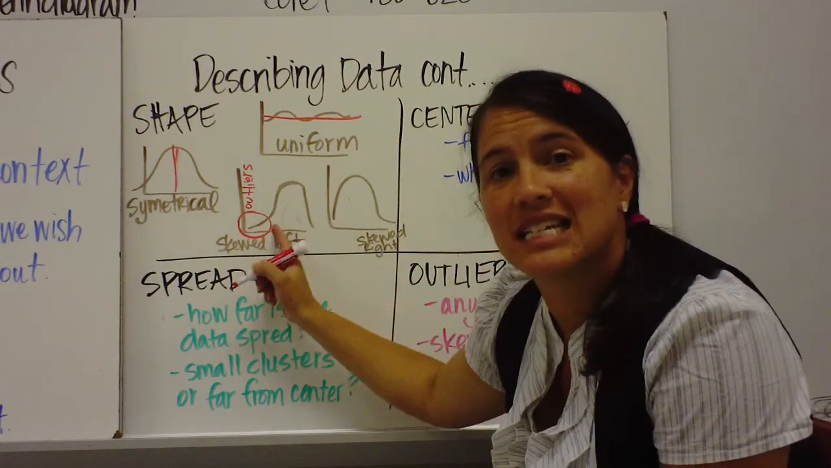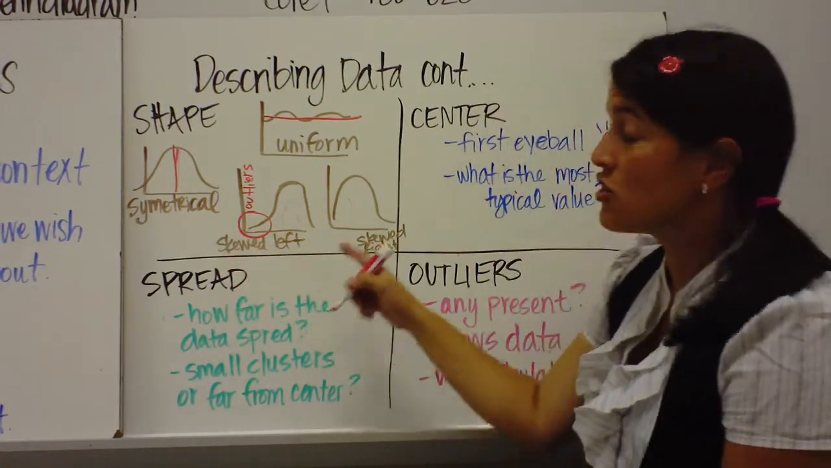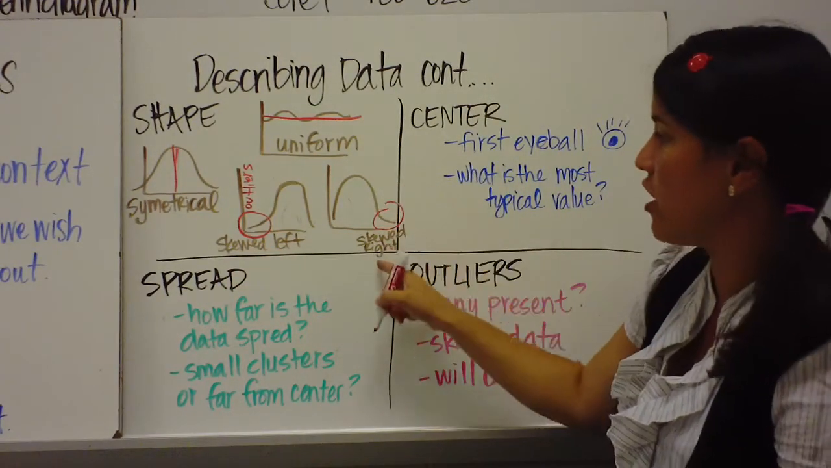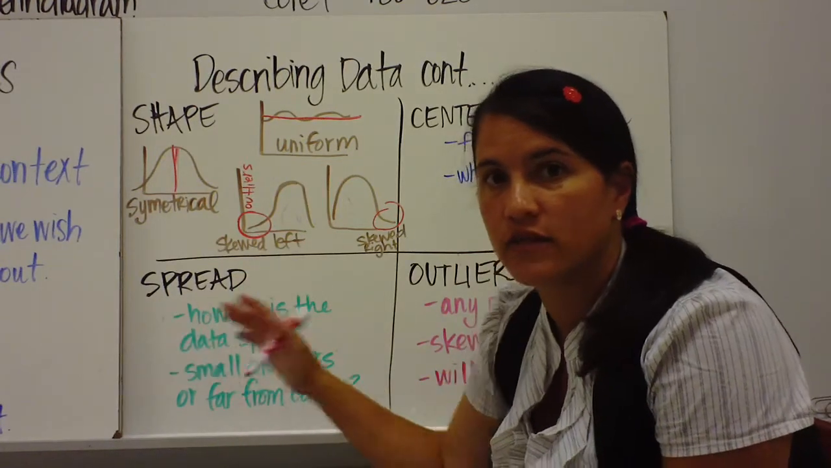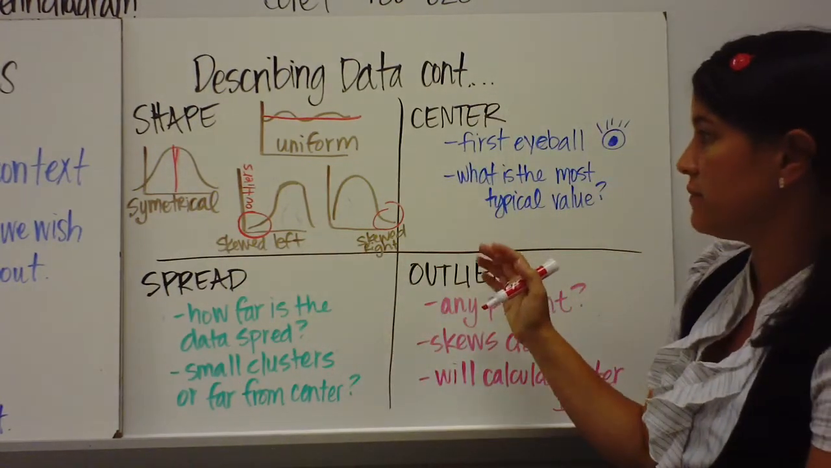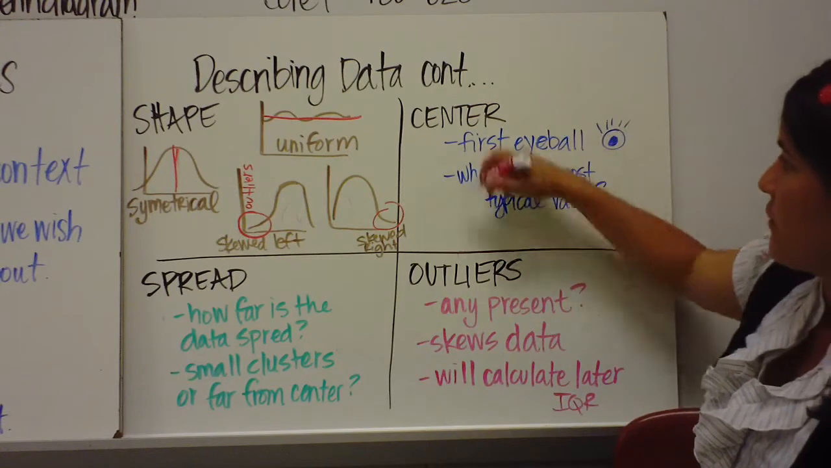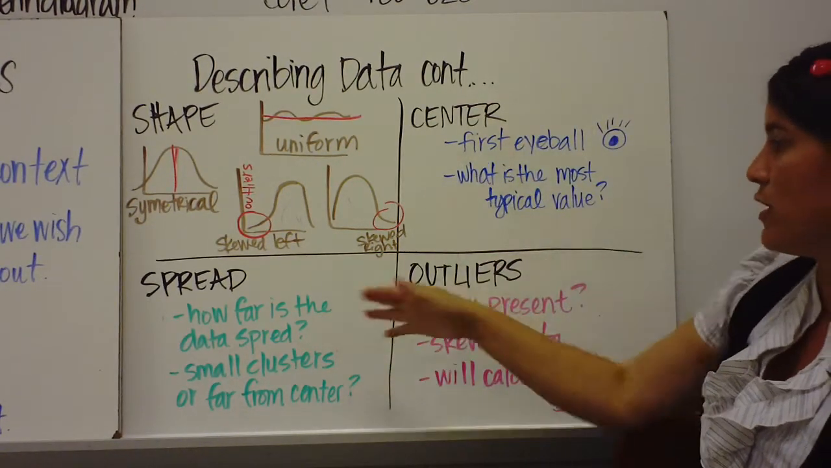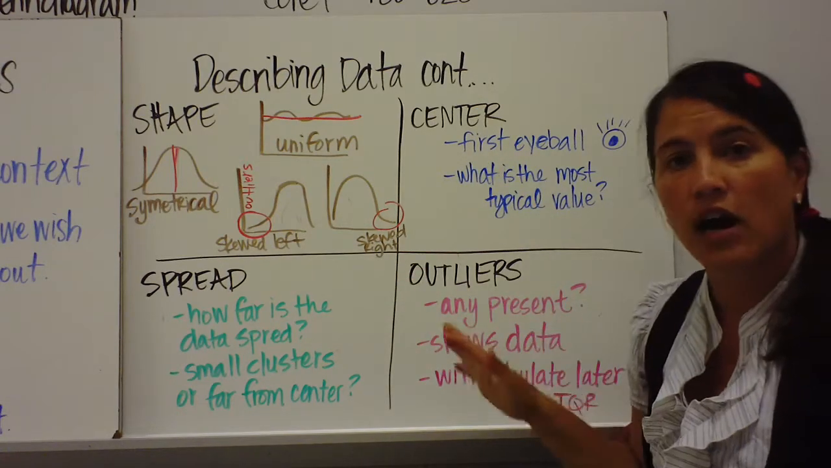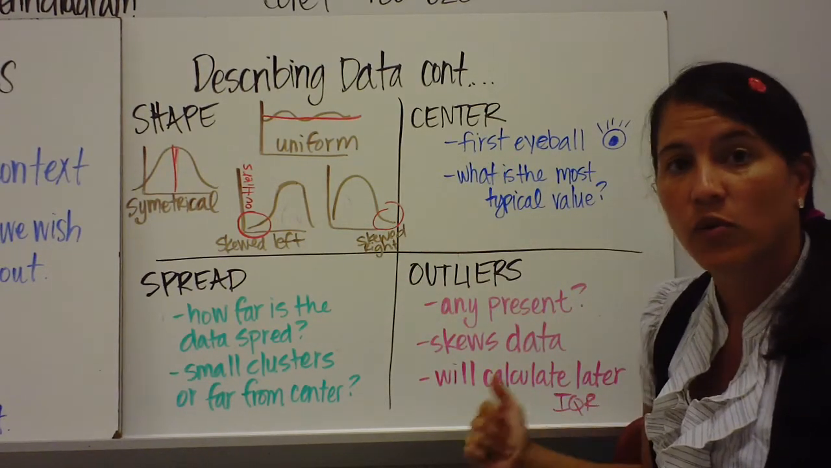Skewed left means the tail is on the left. Skewed right means the tail is on the right. So don't get those confused. And then you've got some information about center, spread, and outliers. These are pretty self-explanatory, so I want you to pause, copy it down, and then we're going to work with this later.